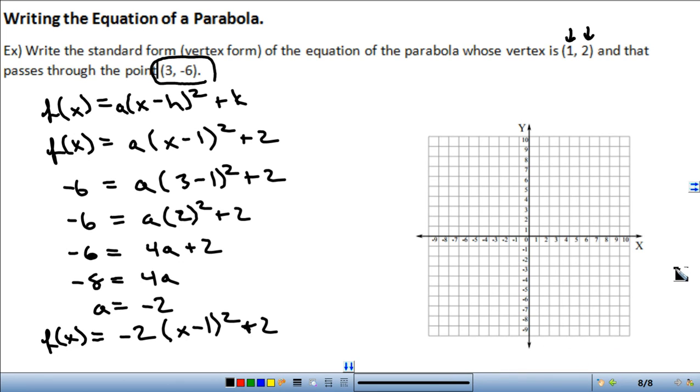So I'm now at 1, 2, that's my vertex. It's negative, so it opens down. And I have an amplification of 2. So it's out 1, down 2. Out 1, down 2. Out 2, down, in this case, I go down 8. So it'll be right there. And right there. So this is what my graph looks like.